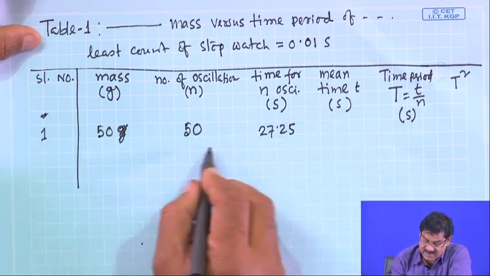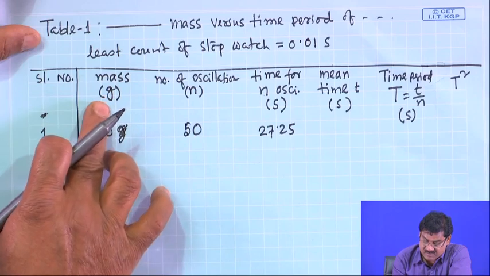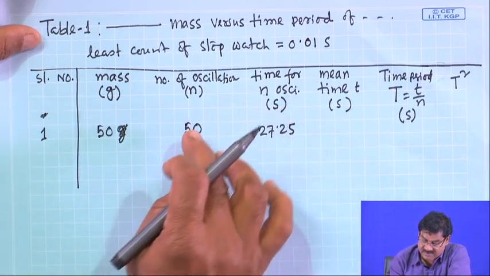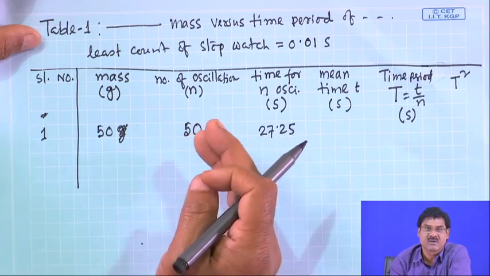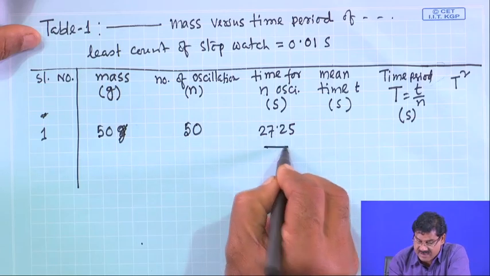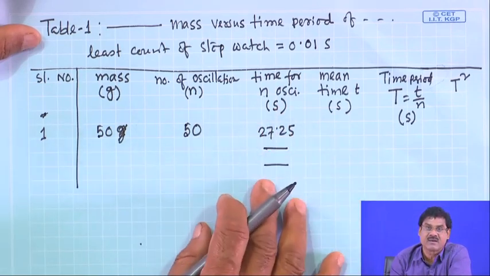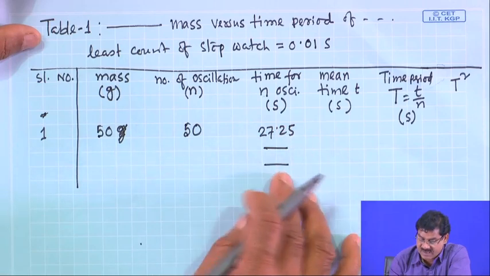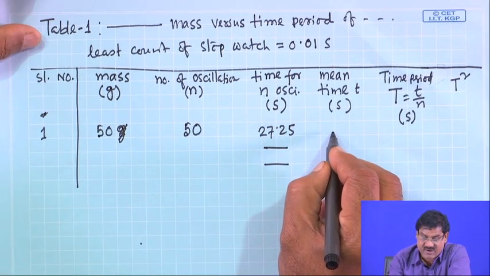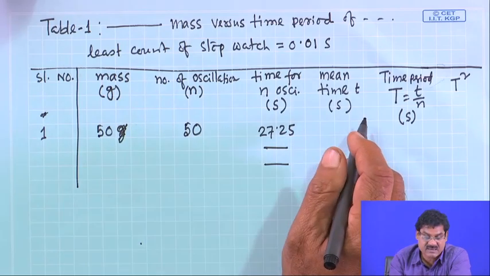So mean time. Basically, in this experiment for the 50 gram mass, if I take 50 oscillations, what time is taken? This is one reading, and I should take another reading, okay. I am not writing all the readings, this is from our lab. You will get an average, the mean time t.